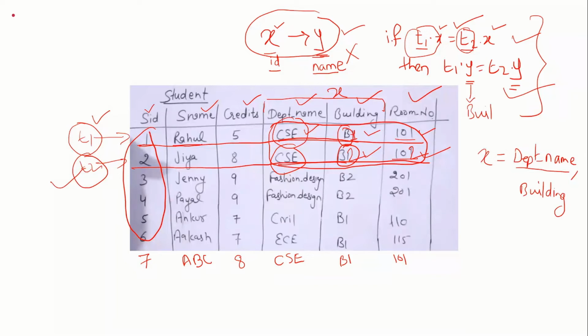So you know the types of functional dependency. Can anyone tell me the types of functional dependency?